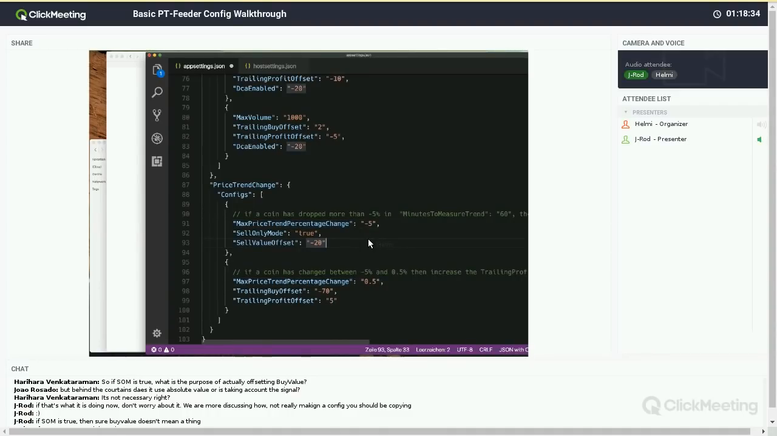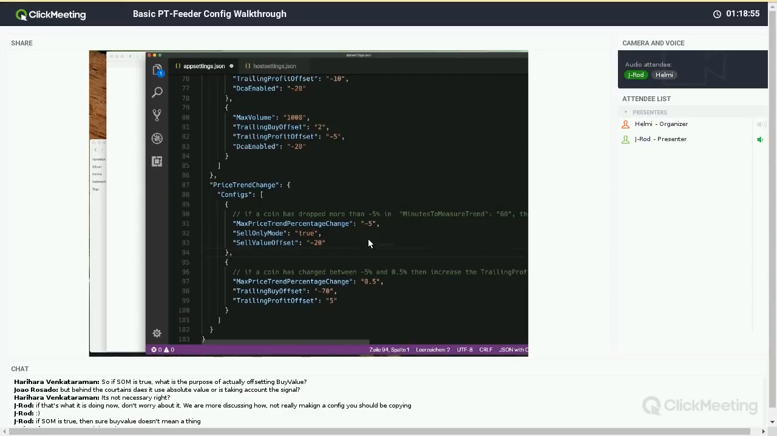And like I said, hopefully we'll split that out and this will all make a little more sense. But in any case, that same window is looking at the price change. So if the coin has dropped 5% in the last hour, just go to sell only mode. Obviously, you can do whatever you want there. You can offset as much or as little as you want on any condition you want. But that's what that's doing there.